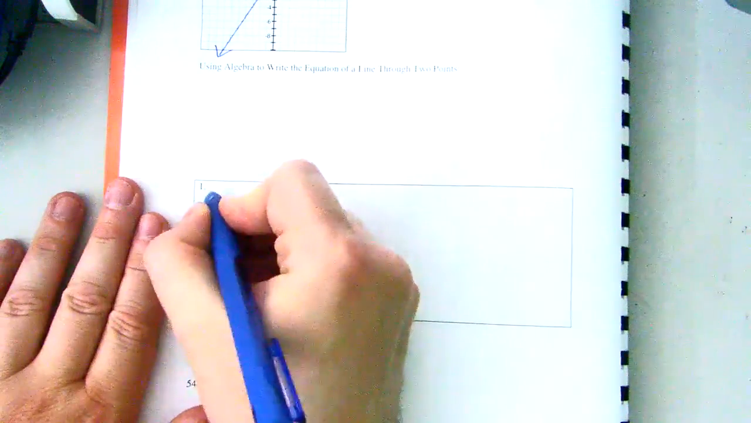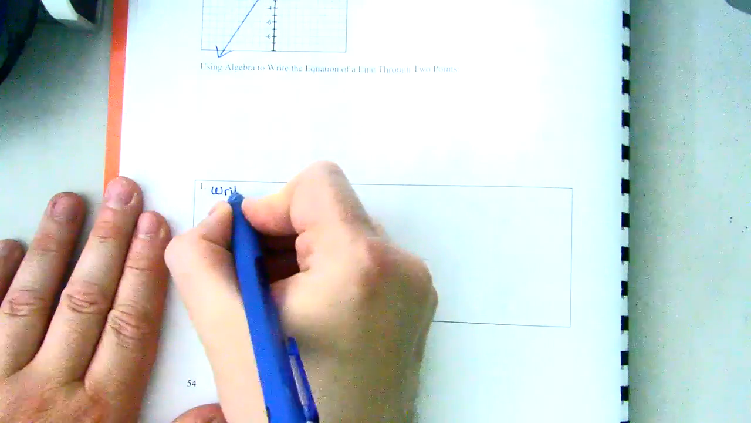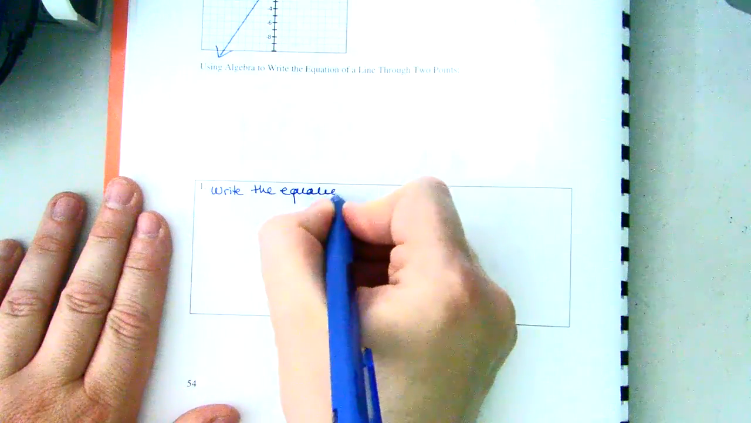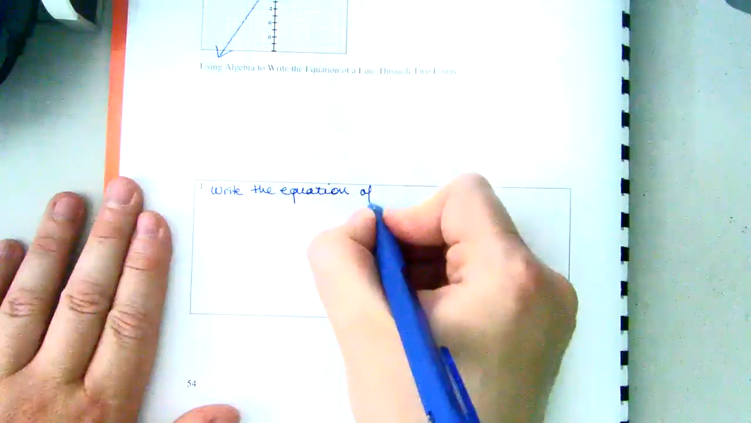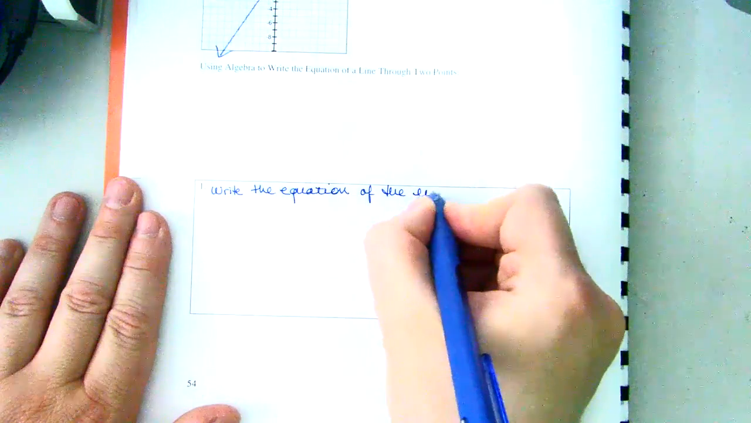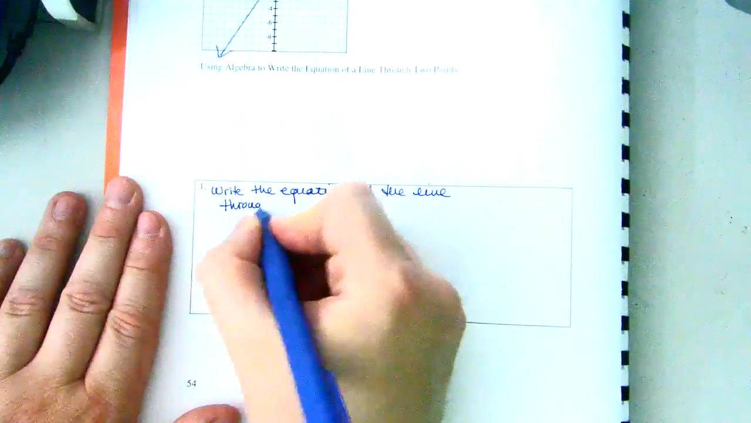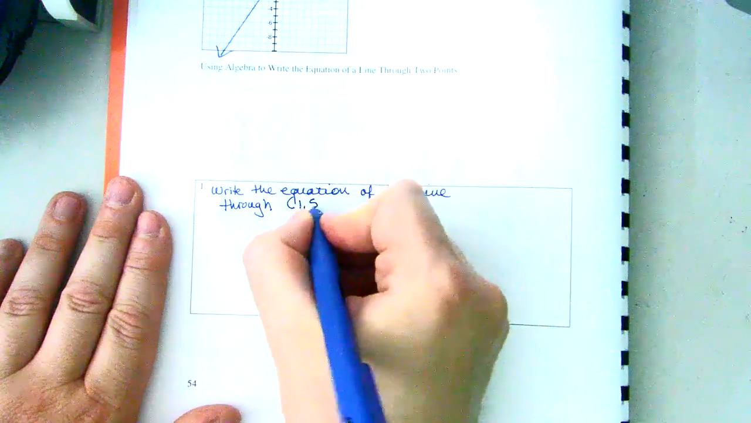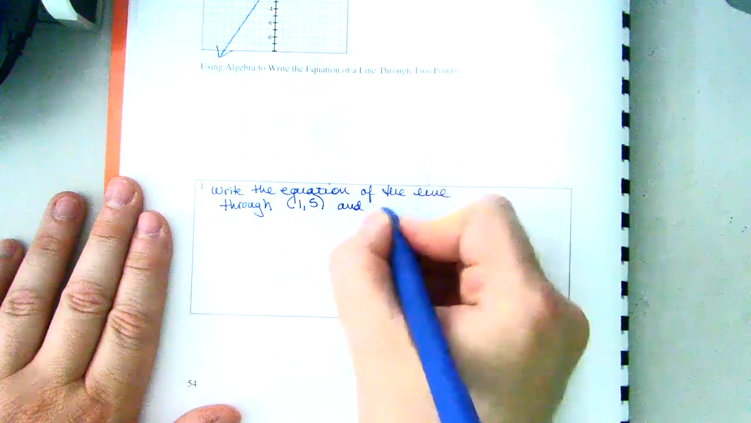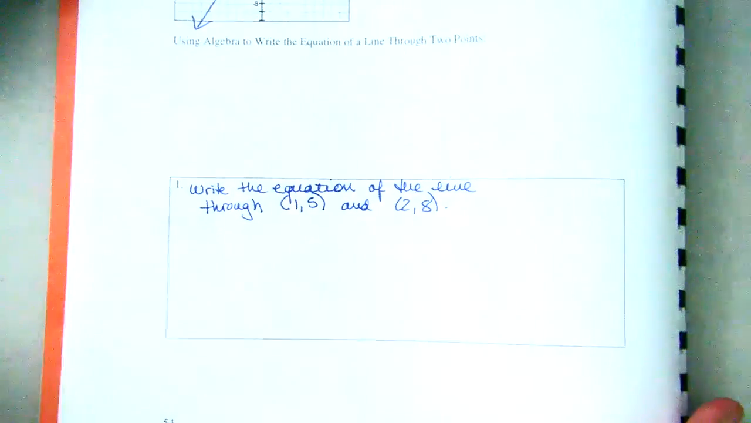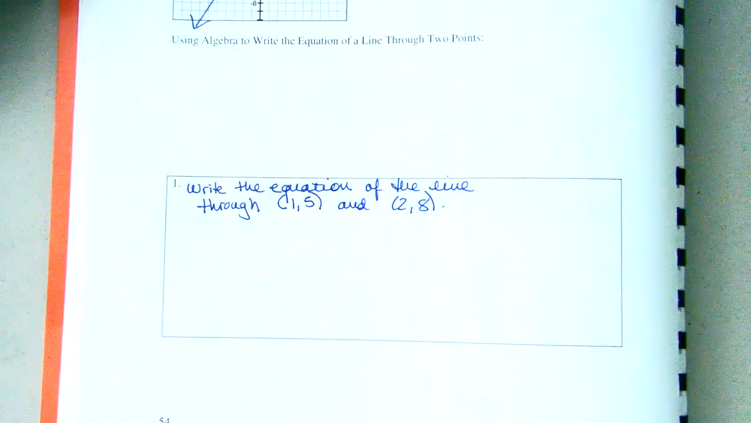Number 1 on the bottom. We are going to write the equation of the line through the 2 points 1, 5 and 2, 8. Please copy that down. Don't do anything else yet with it, though. Let's just get that problem in our notes. Write the equation of the line through 1, 5 and 2, 8.